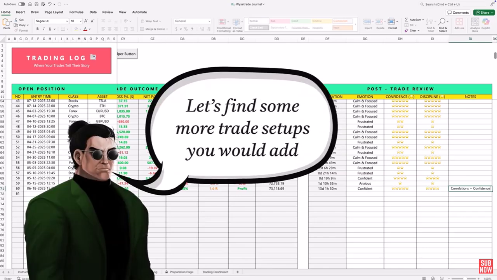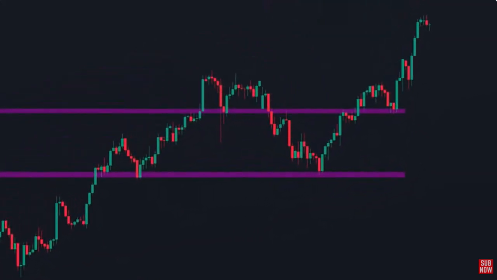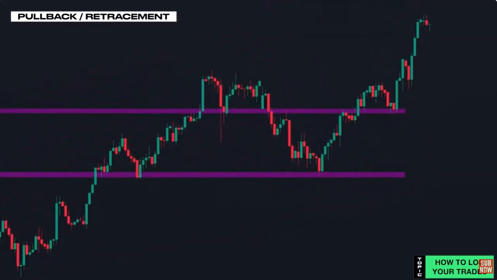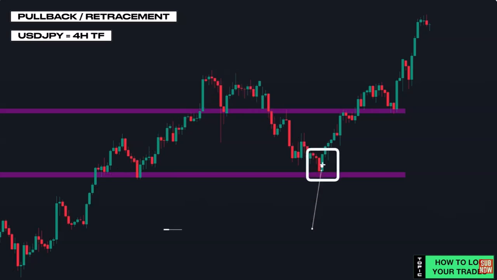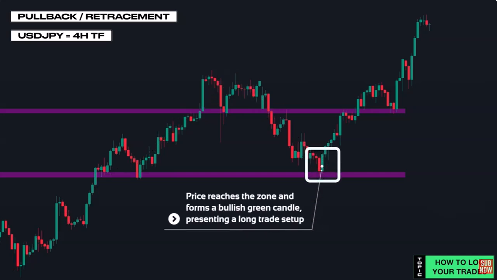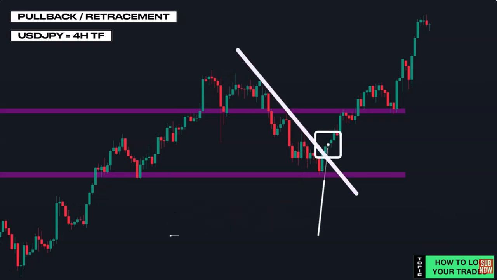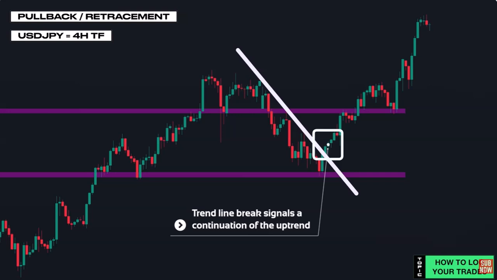Let's jump back to the charts and add more trades. Let's say you are only looking for pullback and retracement trades and only want to trade Forex at this moment. This is the dollar-yen currency pair, 4-hour time frame. You notice a moving uptrend before price starts to pull back and retrace. Price reaches the zone and forms a bullish green candle, presenting a long trade setup. Trendline placed above, and once it broke, it signals a continuation of the larger uptrend.